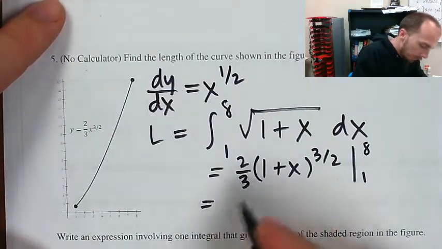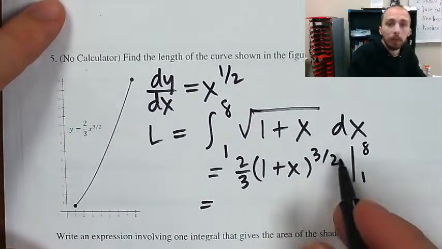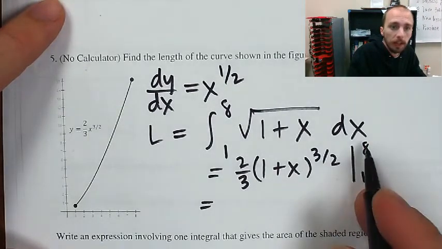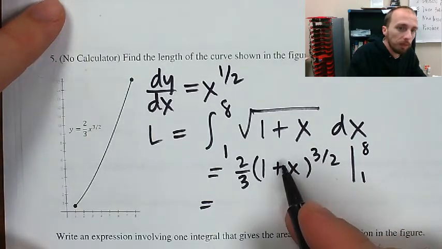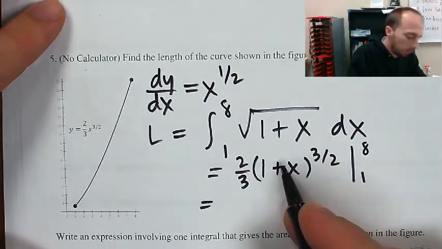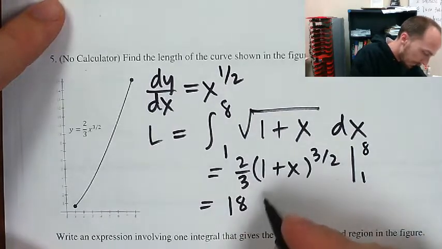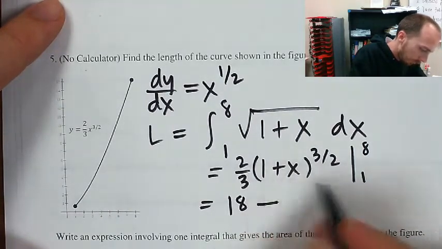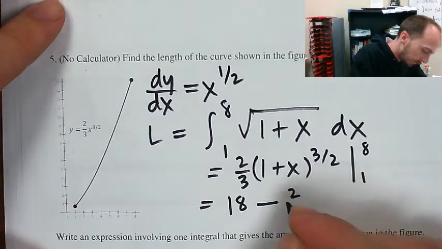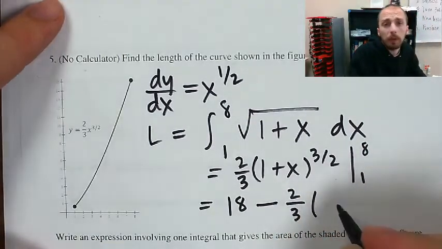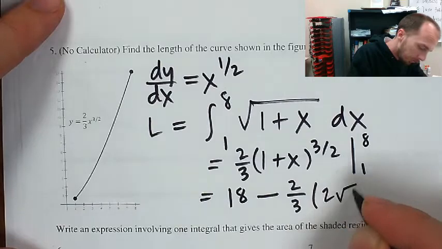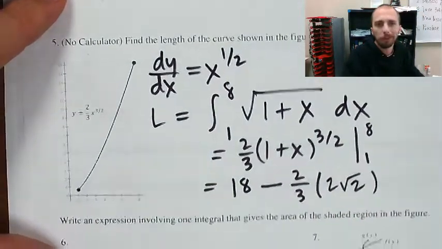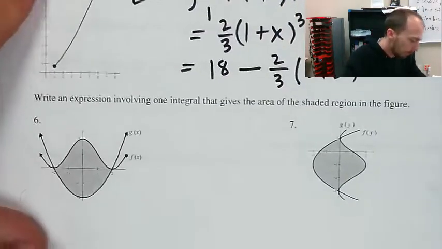And so this will be 2/3 of 9 to the 3/2, which is 27, because you take the 1/2 power of 9, that's the square root of 9 is 3. 3 to the 3rd is 27. So I'm taking 2/3 of 27 minus 2/3 of 2 to the 3/2. And one thing we saw at the end of the previous semester was that 2 to the 3/2 can be written as 2 square root 2. And maybe I'll just write it like that. That's an exact value of the arc length. That'll be good enough for us.